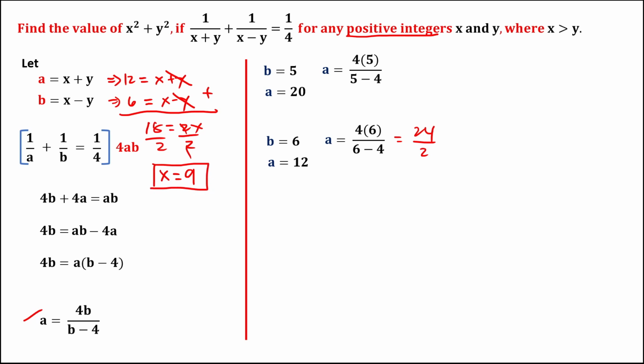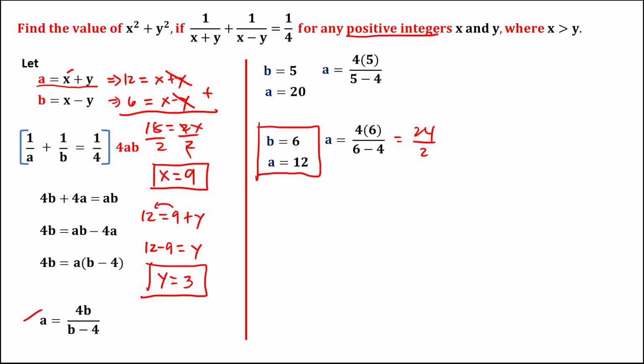Then to check now the value for y, using this x equals 9, from this first equation, a is 12 equals x, x is 9, then plus y. Then to solve for y, transpose, so we have 12 minus 9 equals y. So therefore, y is equal to 3. So observe that the values for x and y are positive integers. So possibly, these are the values for a and b.